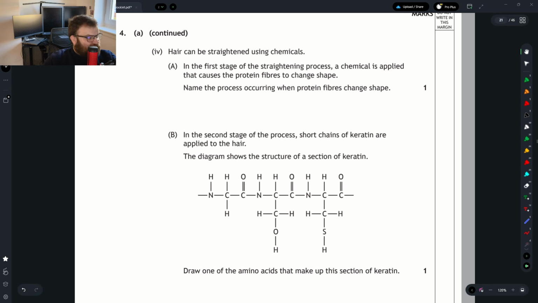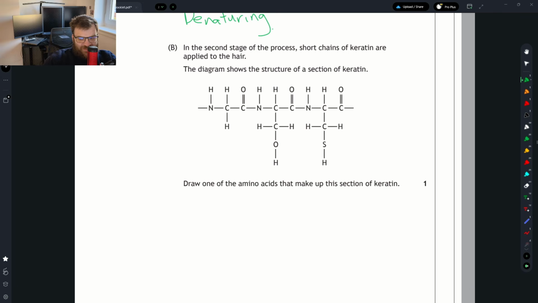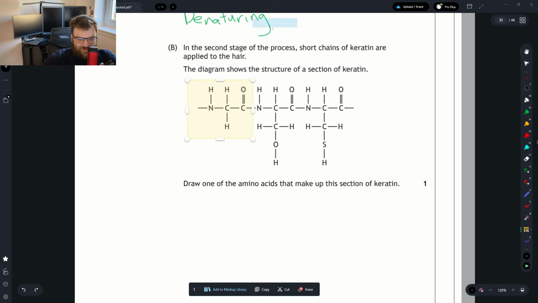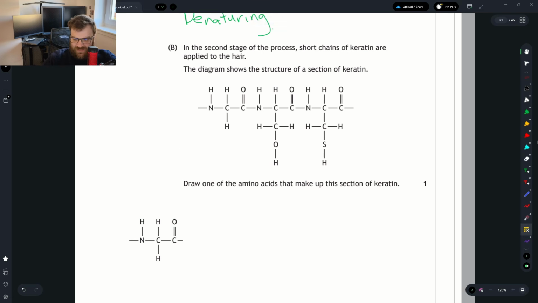They are being denatured. In this one, we're asked to draw one of the amino acids that make up this section of keratin. You need to be hunting for the amide links, which is when you've got C double bond O connected to NH. And in this case, there are 2 of them between the 3 amino acids. Next, you want to pick one of the sections. The left-hand side is probably the most straightforward to draw. I have the benefit of being able to just snip them out, so I'll actually do all 3.